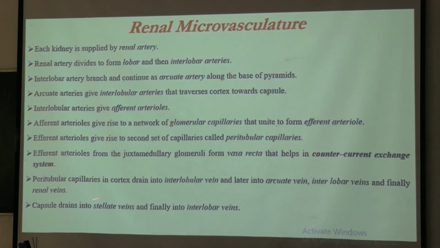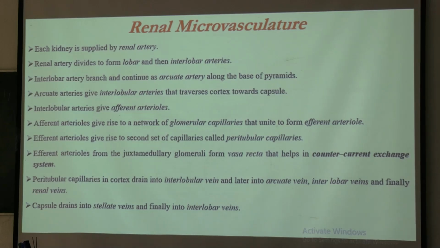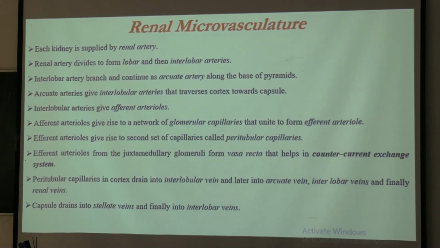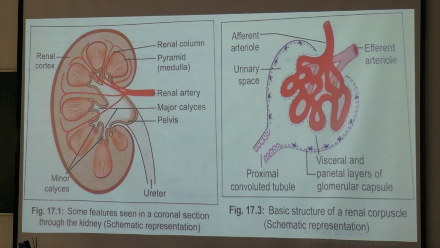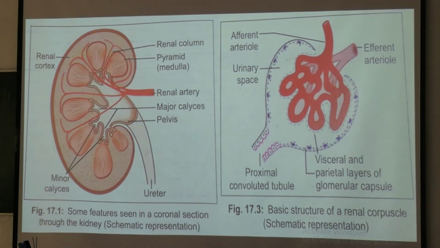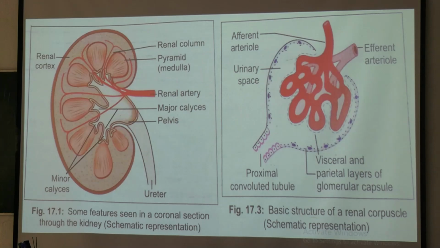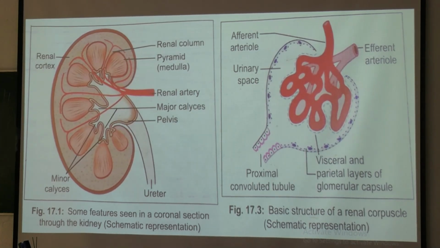Peritubular capillaries in the cortex drain into the interlobular vein and later into the arcuate vein, interlobar vein, and finally the renal veins. The capsule drains into stellate veins and finally into the interlobar veins. So this is the blood circulation through the kidney. We have seen the previous picture; practice it as a schematic diagram of blood supply. Blood supply is very, very important for the kidney. It comes as a long question in theory. Also, if a kidney viscera specimen is given, you may be asked the blood supply. Okay, understood?